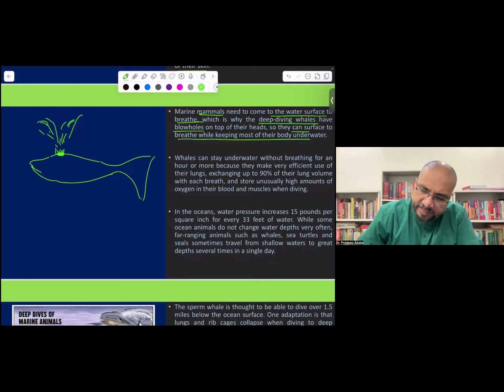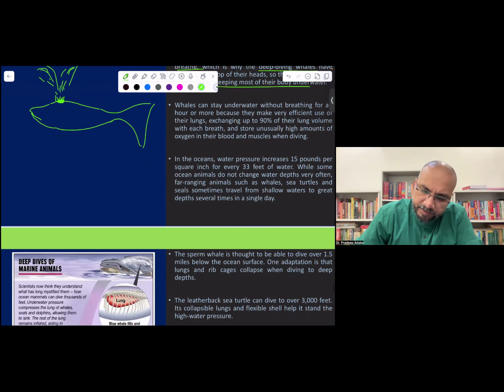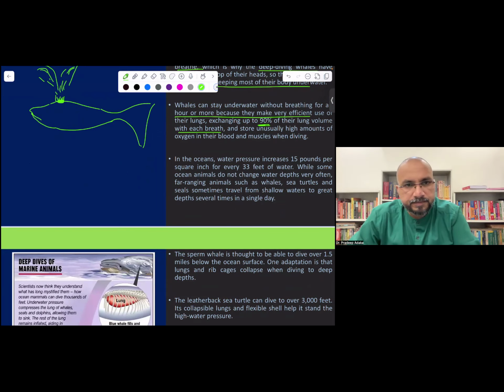So whales can stay underwater without breathing for an hour or more because they make very efficient use of the lungs. So they exchange up to 90% of the lung volume with each breath. They can store oxygen in the blood and muscles while diving. So once in a while they will come out and they will breathe and they will again dive deeper.